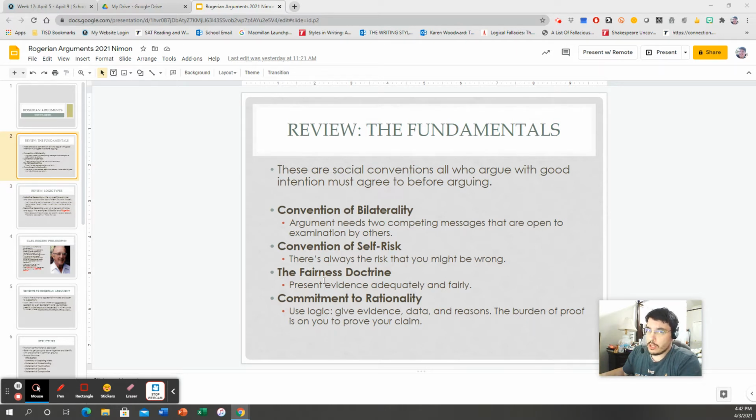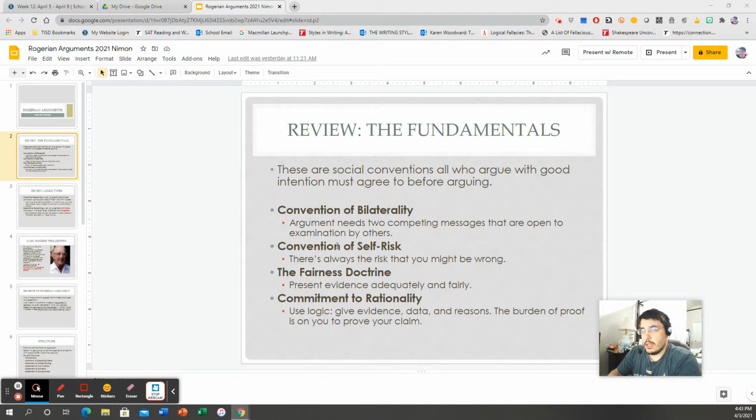A Rogerian argument is going to focus primarily on the fairness doctrine, presenting the evidence adequately and fairly, and the convention of self-risk, which is basically the idea that you may be wrong. You may not have all the answers.